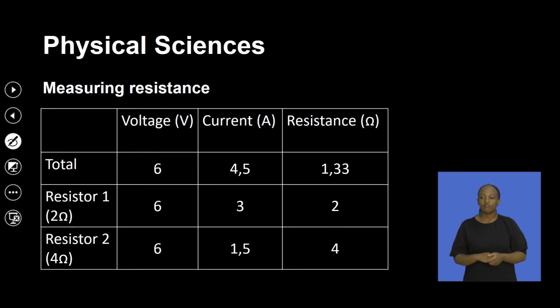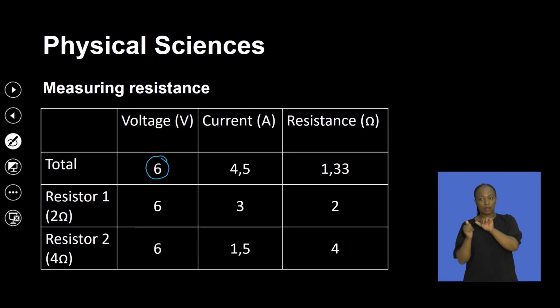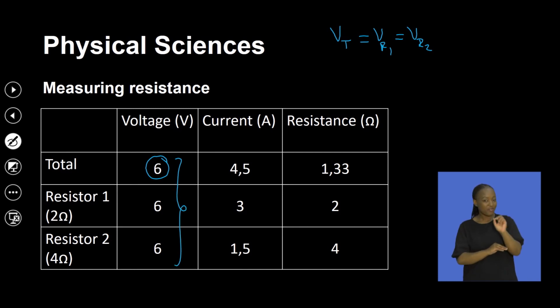So, this is what it is. The total voltage was 6 volts, and we also saw that the voltage across R1 is equal to the voltage across R2, as we have shown here. This takes us to the fact that V total is equal to V across R1, which is also equal to V across R2. That's an interesting observation as far as potential difference. All right, what about the current?